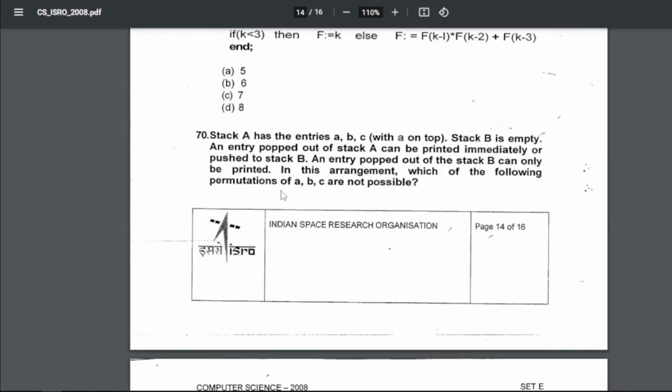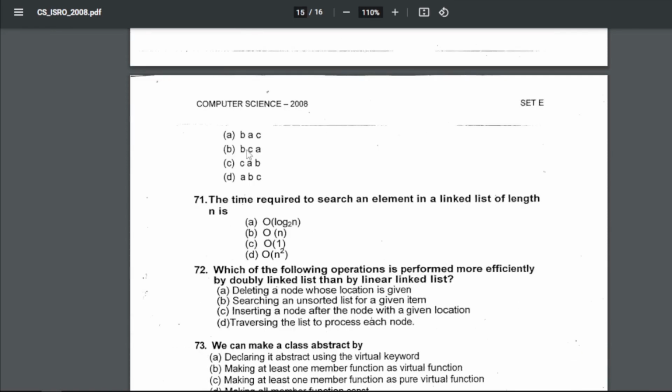70 is stack A has entries ABC with A on top, stack B is empty. An entry popped out of stack A can be printed immediately or pushed to stack B. An entry popped out of stack B can only be printed, right? In this arrangement, which of the following permutations of ABC are not possible? Now here you can see what will be the answer. So the answer will be CAB.